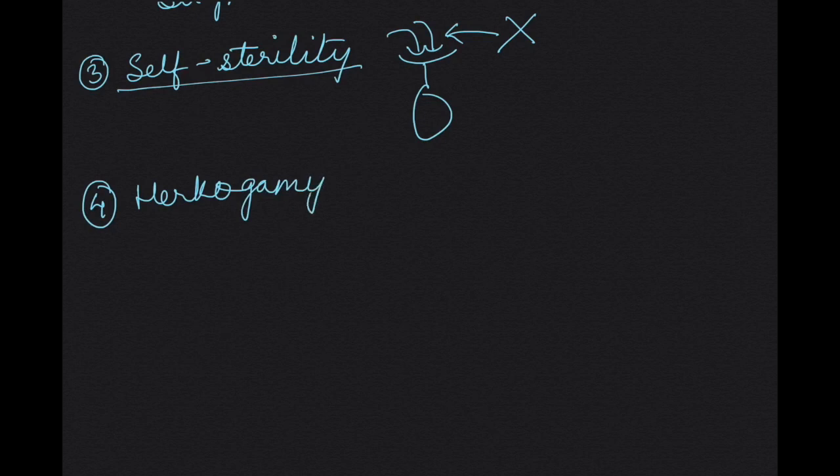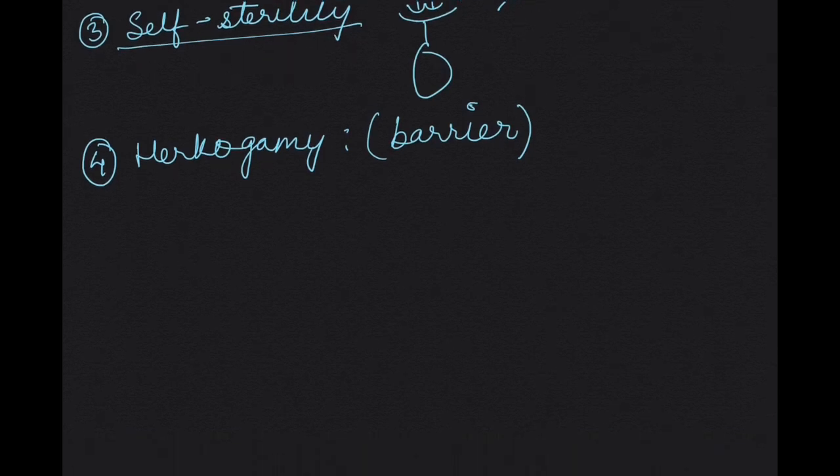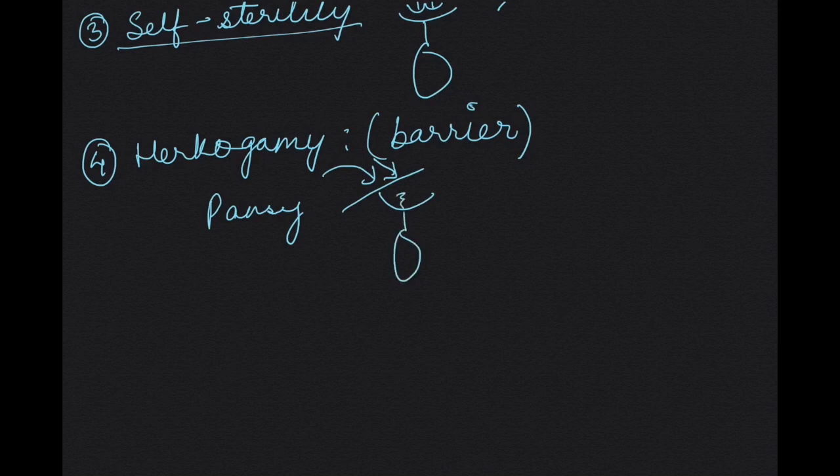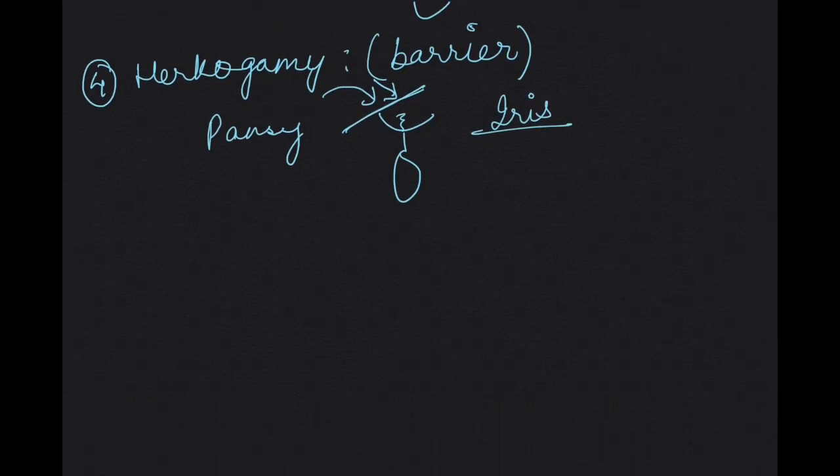Okay, next one is known as hercogamy. Okay, hercogamy, herco means barrier. That means there is a barrier which will not allow the pollen grains to fall on the stigma. Okay, so in some flowers, the pollen of the flower cannot reach the stigma of the same flower. For example, in pansy flower, there is a hood covering the stigma. That is, if the pollen falls, it will not be able to reach the stigma. Okay, so that is a mechanical barrier. And another example is iris. Anything written in italics means scientific name, so you need to underline it.